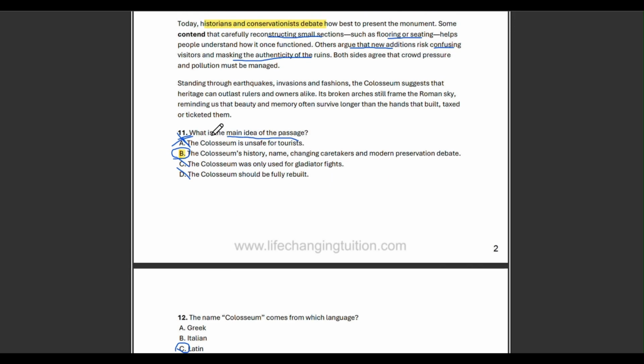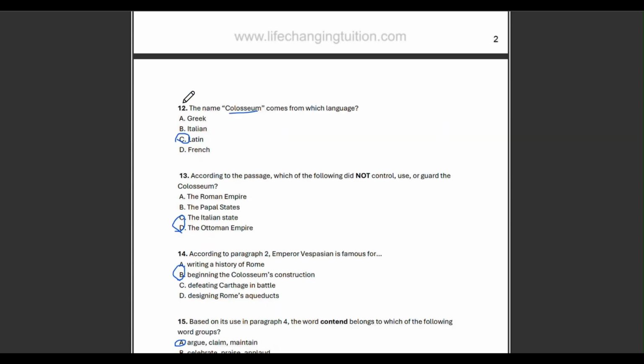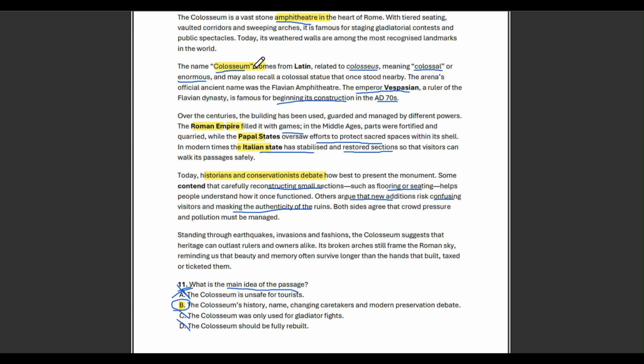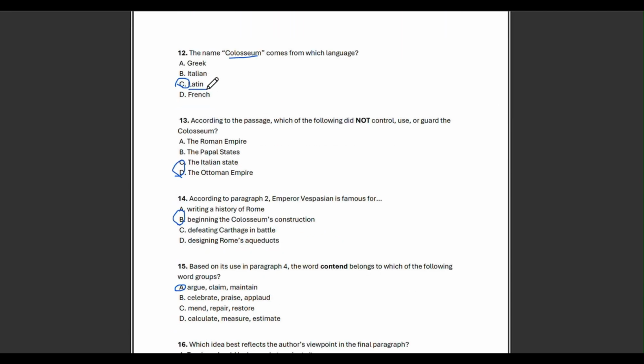Moving on to question 12, this question asks about the language where the name Colosseum comes from. The choices are A, Greek, B, Italian, C, Latin, and D, French. The passage specifically mentions that the name comes from Latin and that it is related to the word colossus, which means colossal or enormous. So the correct answer is letter C, Latin.